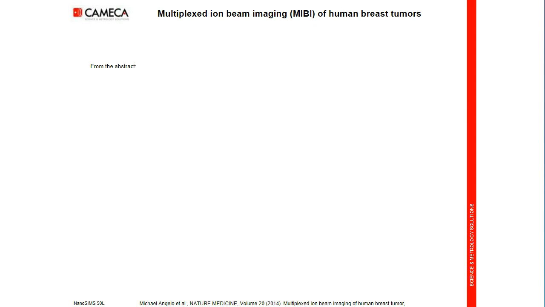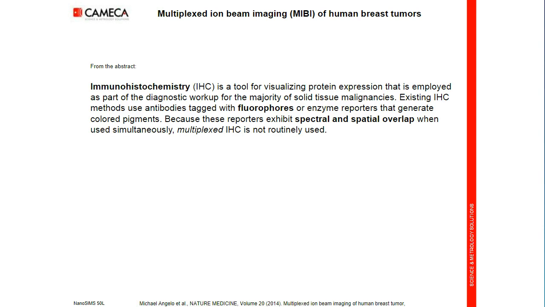So this is taken from a scientific paper from Michelangelo in Nature Medicine from 2014. One of the limitations of immunohistochemistry done with optical microscopy and fluorophores is that there are spectral and spatial overlaps, and it's not possible to use many colors, so many antibodies in parallel.